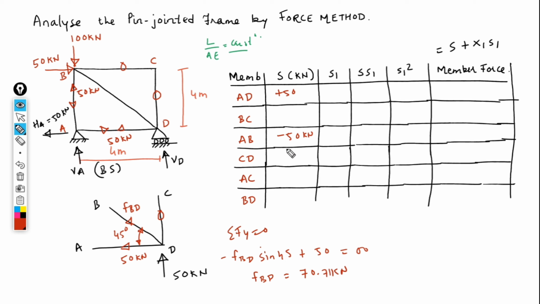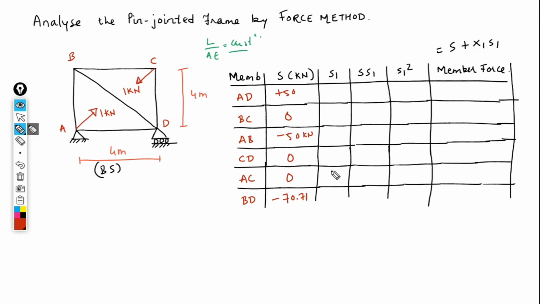You can write it down here. For BC it is 0. For CD also it is 0. For AC the member is removed, so the member force for AC will be 0. Just now we have calculated the member force in member BD, which is 70.71. It is towards the joint, so minus 70.71.